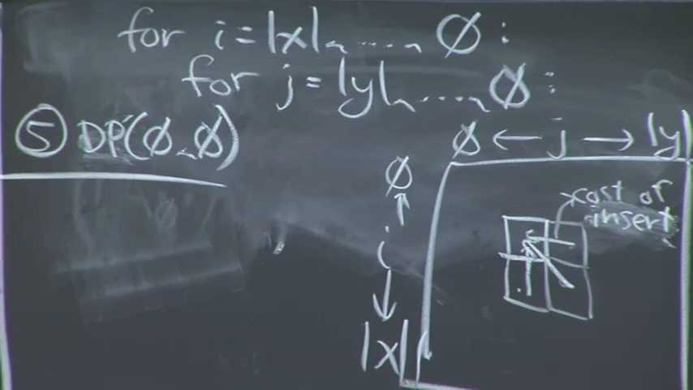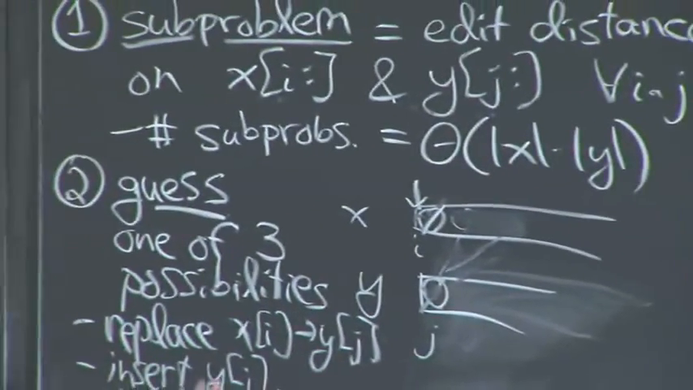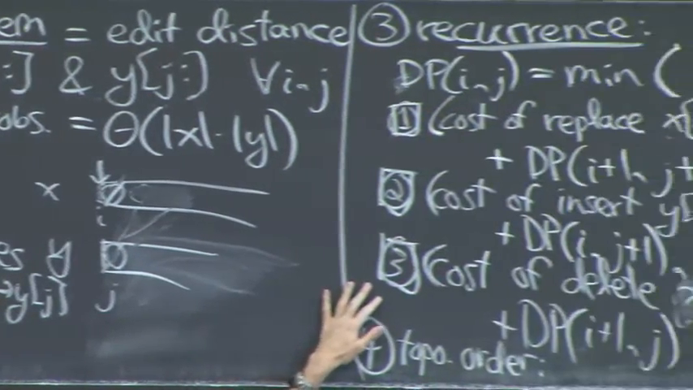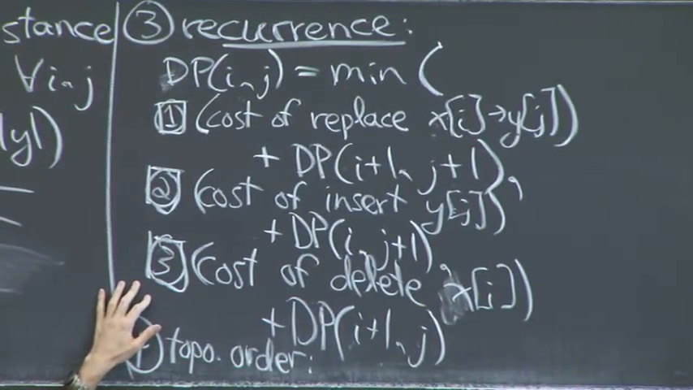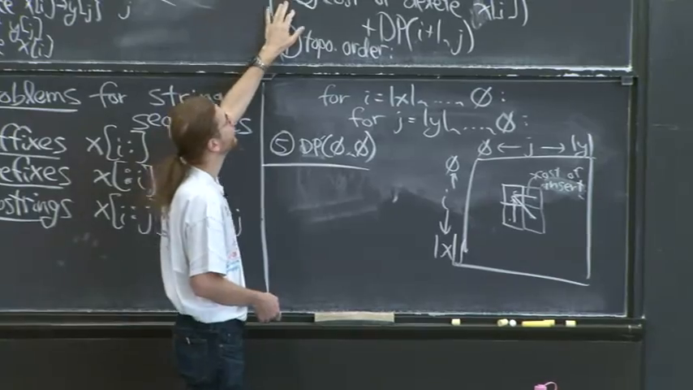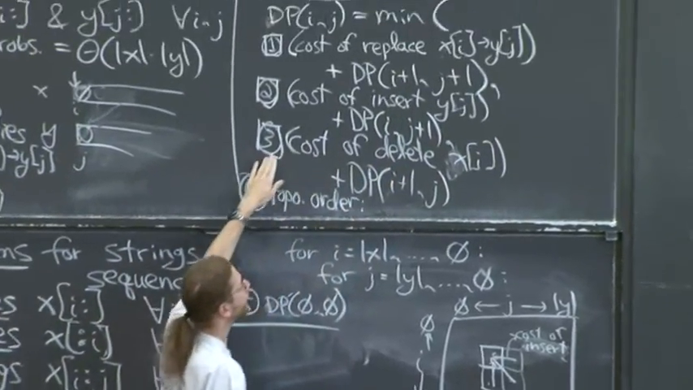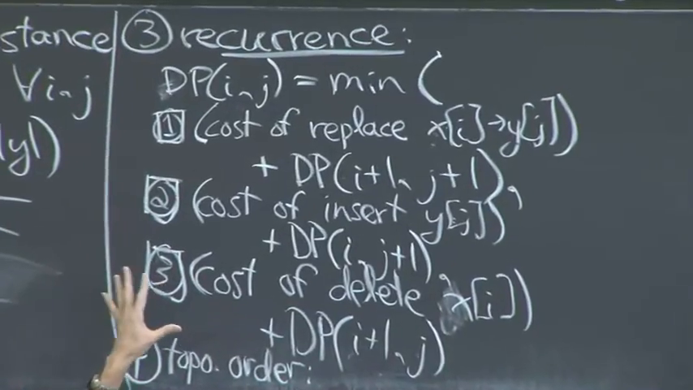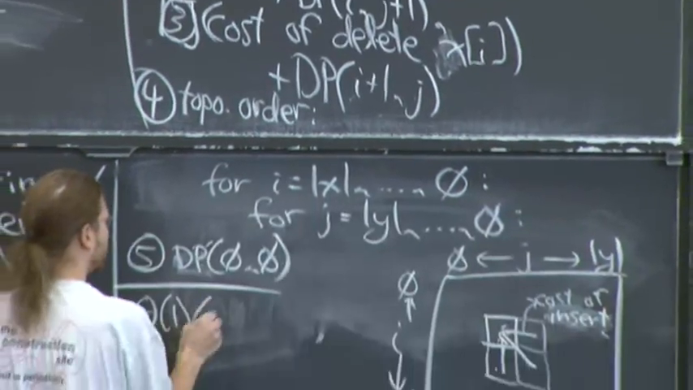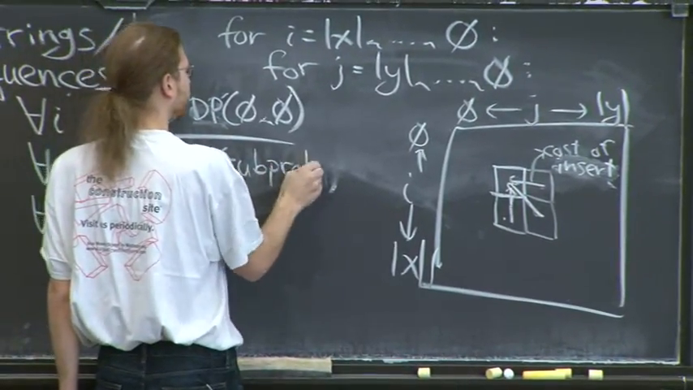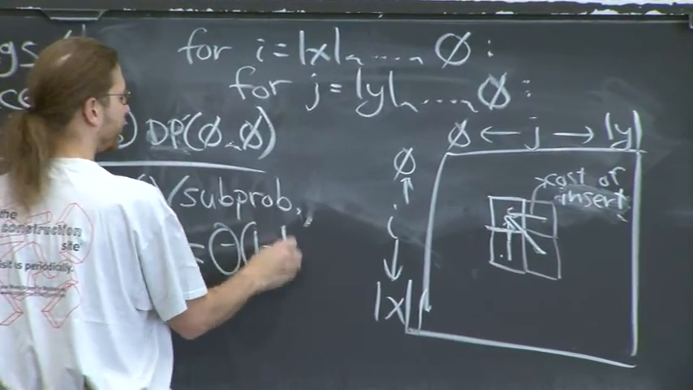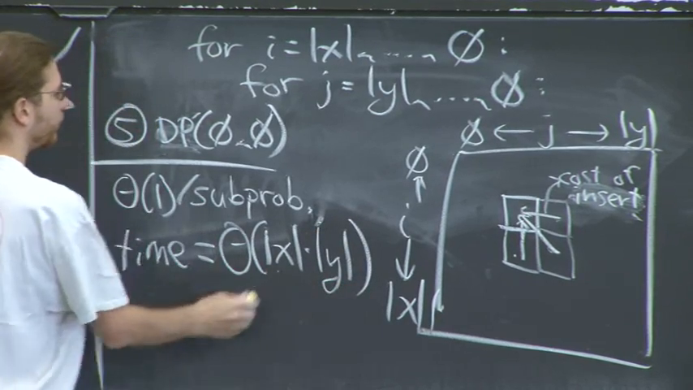OK, what's the running time? Well, the number of subproblems here is x times y. The running time per subproblem is, I'm assuming that I know these costs in constant time. So what's the overall running time of evaluating that? Constant. And so the overall running time is the number of subproblems times a constant. So it's x times y.